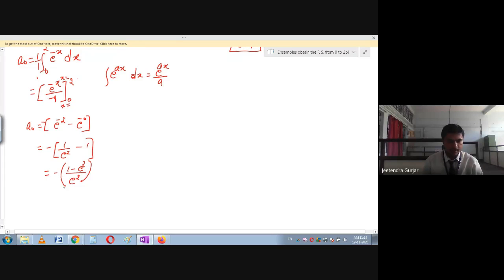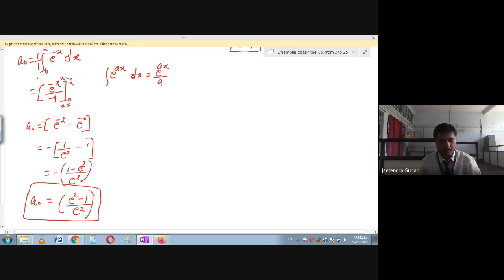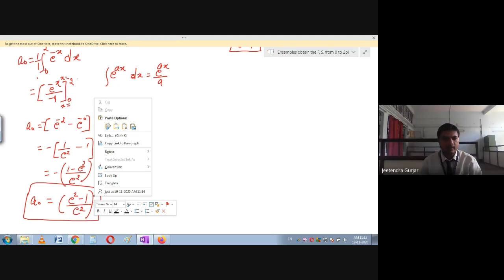If I bring this minus inside this bracket, this will become e raised to 2 minus 1 divided by e raised to 2. So this is what we get, a naught. So very simple it is, students. You have to calculate a naught, an and bn, and substitute in the Fourier series formula. You will get the result.